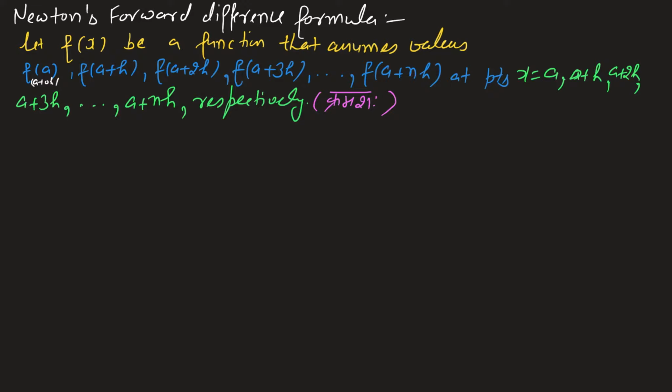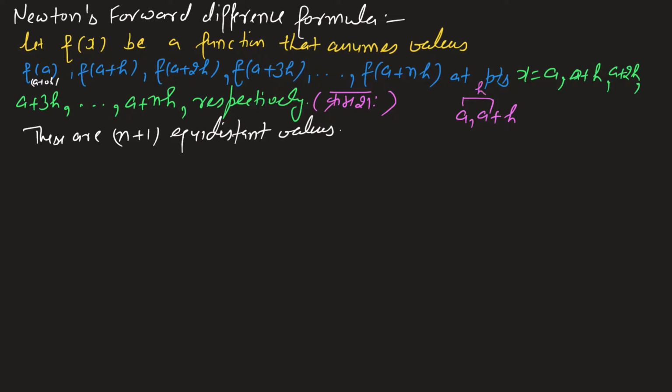So how many values are these? These are n plus 1 equidistant values. Equidistant means at equal distance. Like if I elaborate, the distance between a and a plus h is h, the interval of differencing. A plus 2h is again 2h, and so on. So it is called equidistant values, and these are n plus 1 equidistant values.